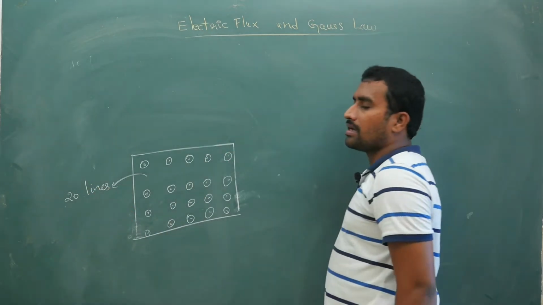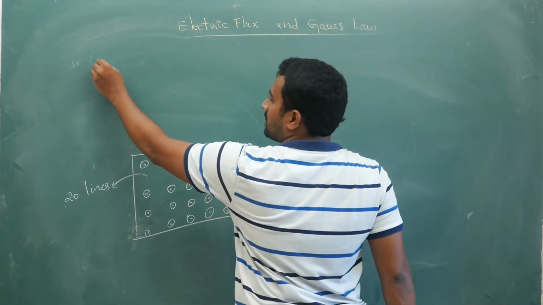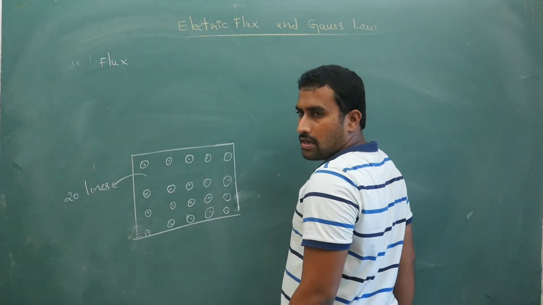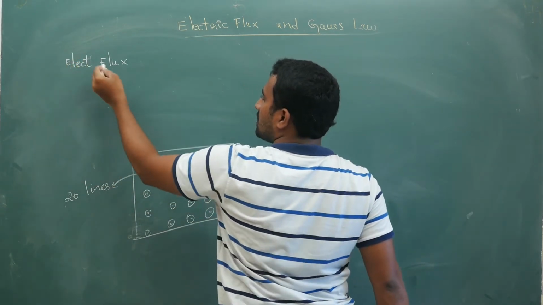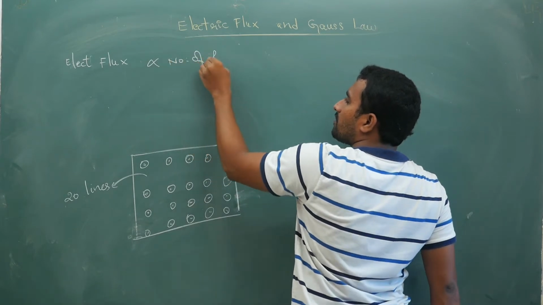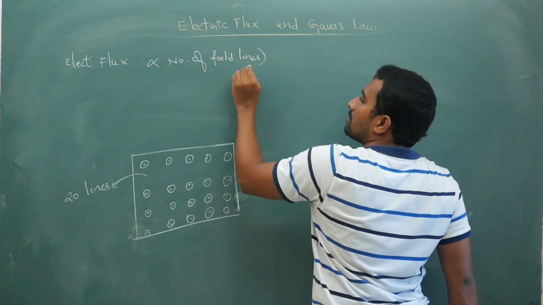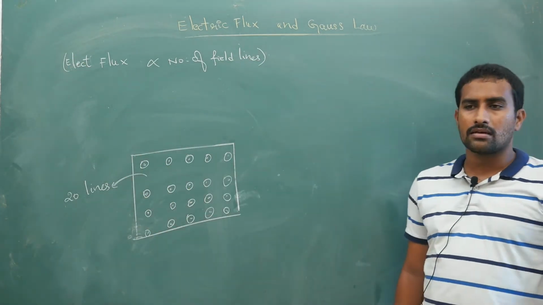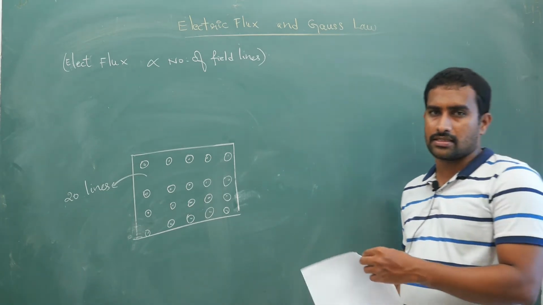Now what I am going to do is, what is your flux? Your electric flux is directly proportional to the number of field lines. We will talk about it later, I will define flux later, but remember that your flux is directly proportional to the number of field lines.